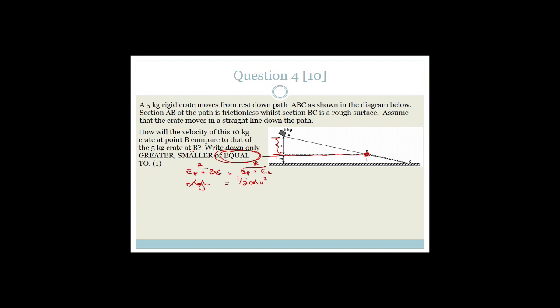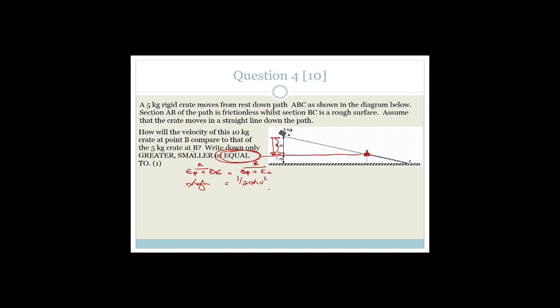But the scientific reason behind that is that the only force that's acting on this, other than the normal force, is the force of gravity. And the force of gravity is independent of mass and it acts over the same distance. Okay, so it's independent of mass.